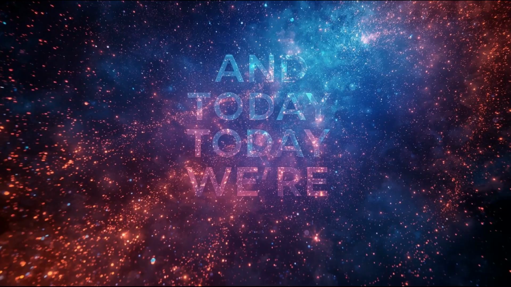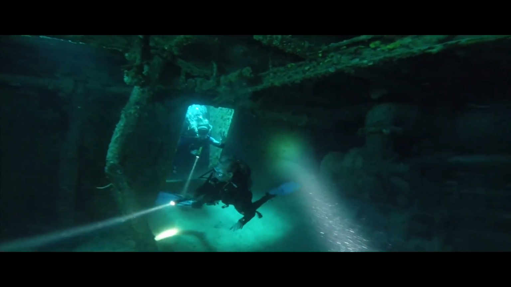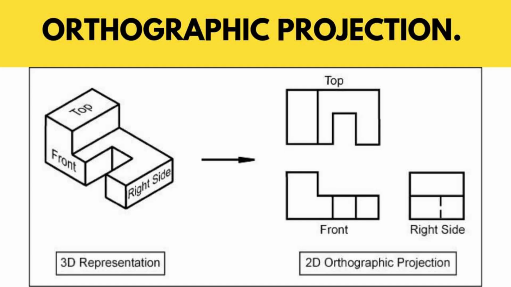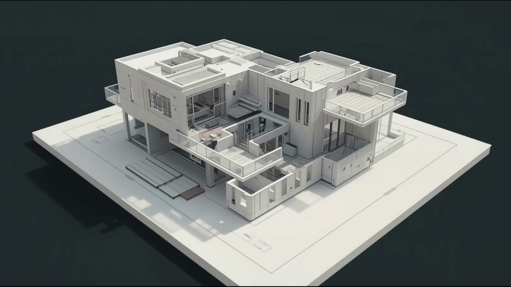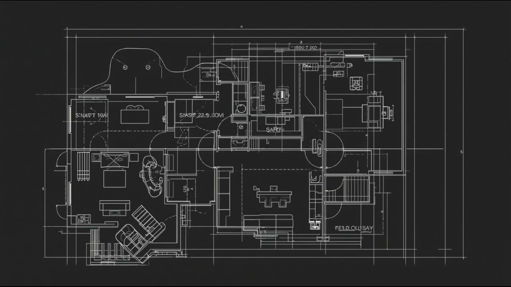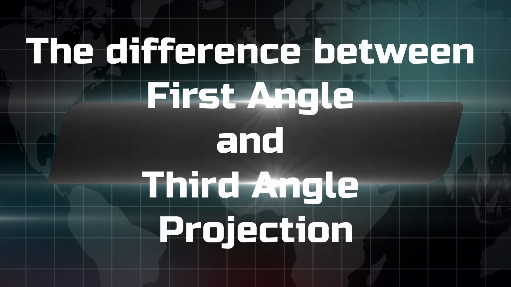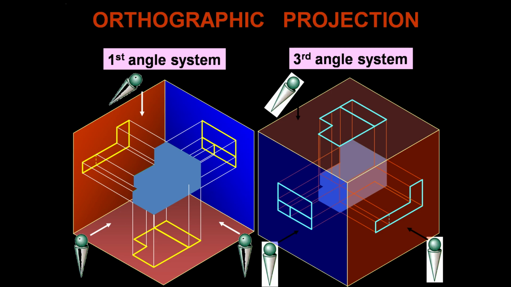I'm Ricardo, and today we're diving into one of the most important concepts in technical drawing and engineering graphics, and that is orthographic projection. If you have ever wondered how we turn a 3D object into a clear 2D drawing that shows every detail, this is the key. By the end of this video, you'll understand the difference between first angle and third angle projection and when to use each one. So let's get started.